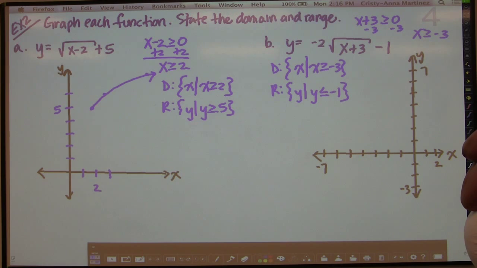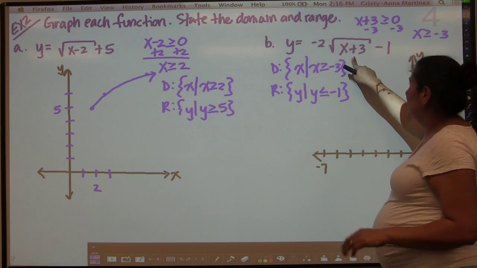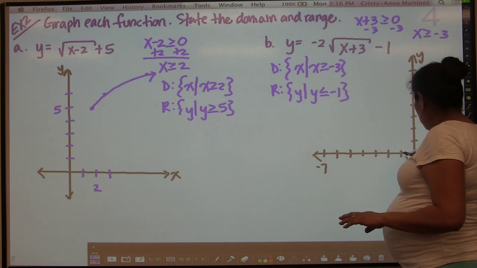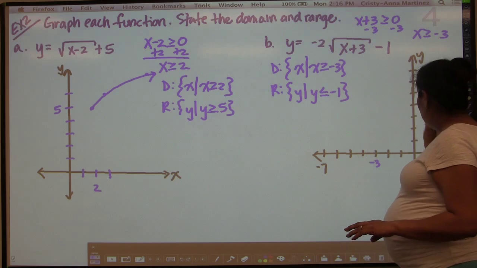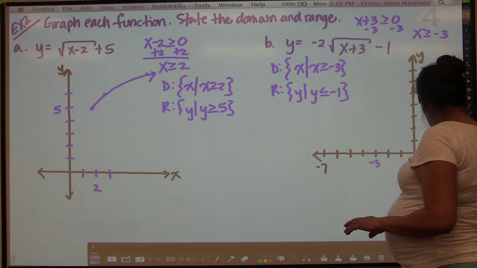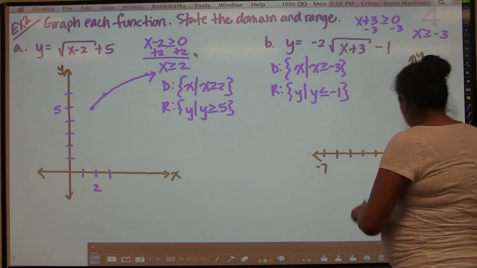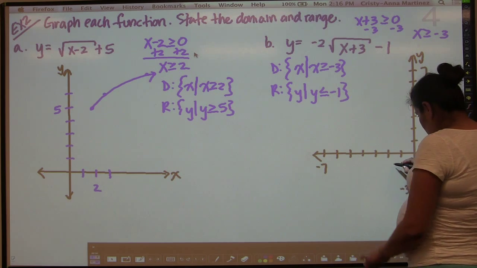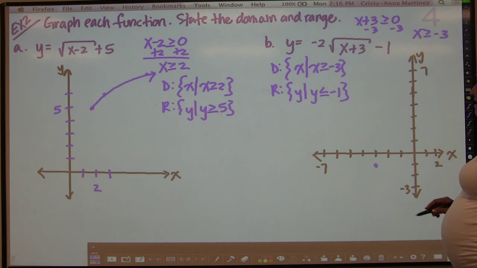So what's going to happen here is the x plus 3 means I'm going to shift the graph 3 units to the negative side. So we're going to be 1, 2, here's negative 3, and then 1 unit down. So I'll undo the negative 3 because now it's in my way. So here's negative 3, and then negative 1 is right about there. So we're going to start the graph here. But instead of it going like this, it's going to go down like this.